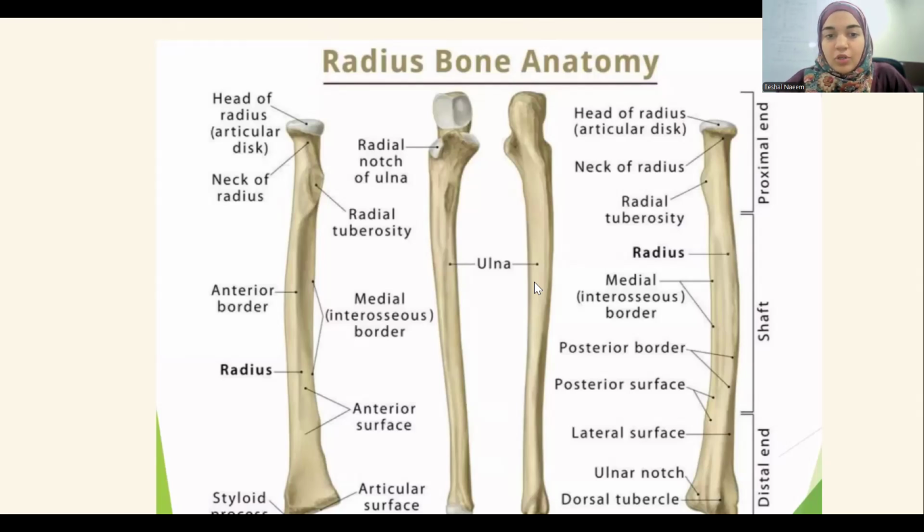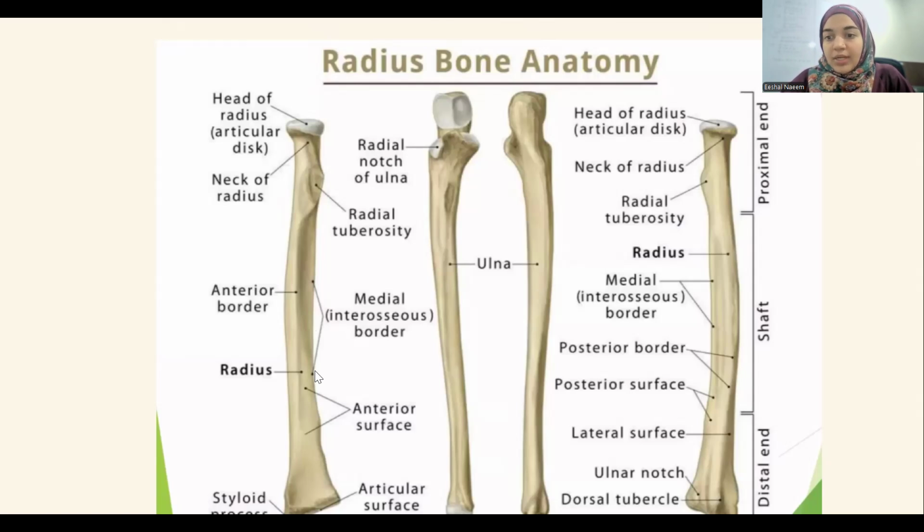So if you try to imagine that the radius is on the lateral side and the ulna is on the medial side of your forearm. If the radius is on your lateral side, the interosseous border will be on the medial side. And since the ulna is on the medial side, its interosseous border will be on the lateral side. As we can appreciate here, the interosseous border is on the medial border of the radius. The other borders and surfaces, we'll do as we move on.